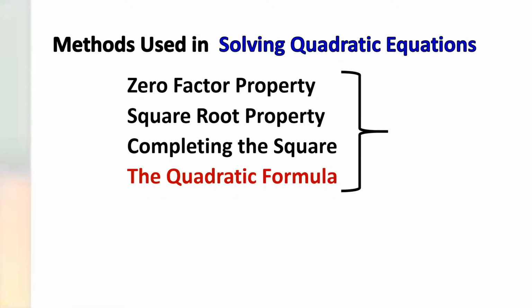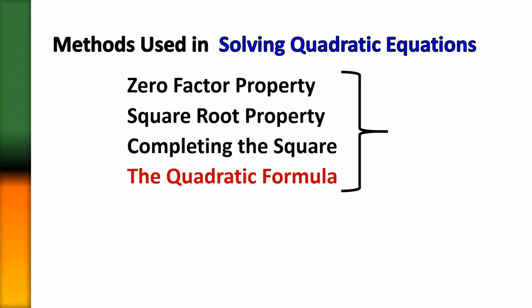Just a little FYI before we get started, there are several methods that you can use to solve quadratic equations: zero factor property, square root property, completing the square, and the quadratic formula. It largely depends on basically two factors. One, whether the equation can be factored or not, because if it can be factored, then it would be most efficient to use the zero factor property.